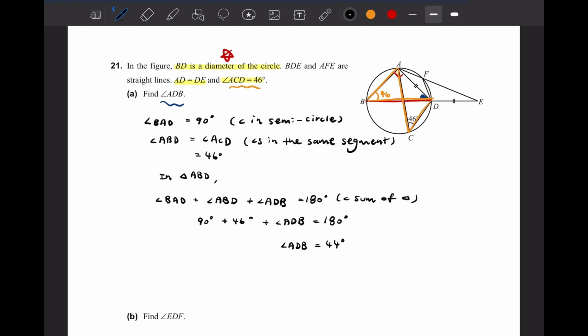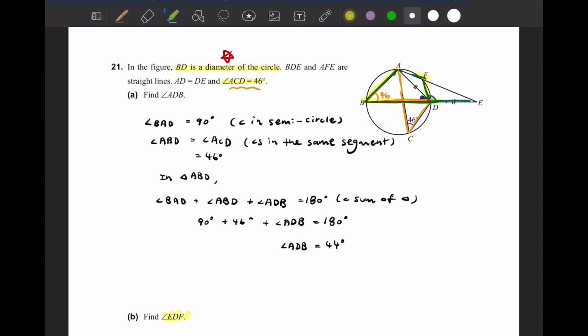Okay, so you have been using your chapter 11 stuff here. You can see we haven't used chapter 12 stuff yet, but in part B, let's look at it. So they ask you to find angle EDF. So EDF, let's look at where's your EDF for part B. So this is a little bit messy, so let's rub it out. So EDF, this one here. And by looking at this, you might be able to see it already.